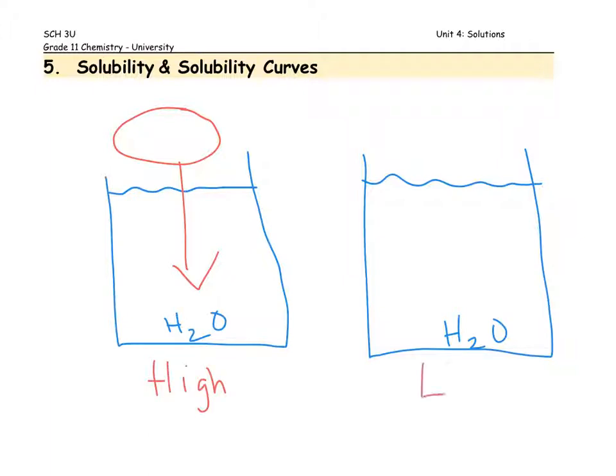But if I have a situation where my solute has very low solubility, that means that if I were to add the same amount of that solute to water, what would I see? I would see that probably a small amount of it might dissolve, but the rest I would see as a precipitate on the bottom of my beaker. So that's my understanding of solubility. Let's look at it in more specific terms in terms of chemistry.